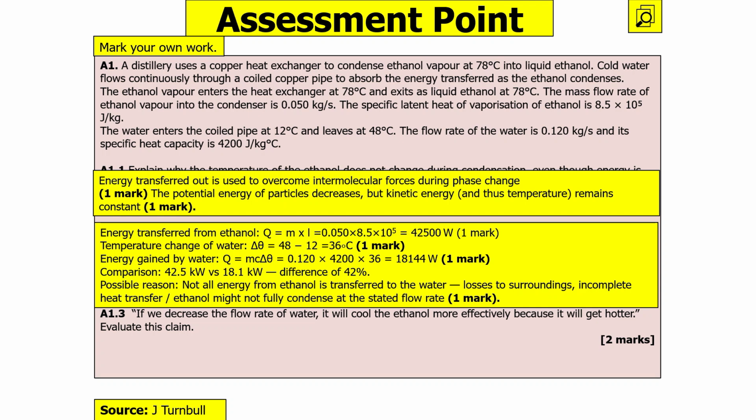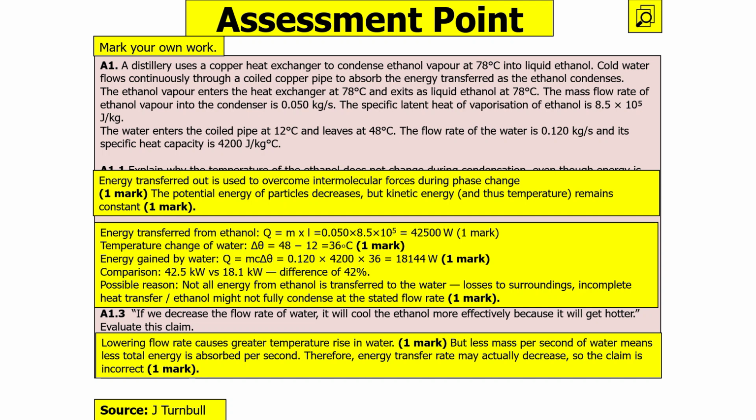The temperature change is therefore going to be 36 degrees Celsius, so the energy gained by the water is mcΔθ, or 0.12 times 4,200 times 36, which is 18,144 joules per second, or watts. So for comparison, there's a difference of 42%. Now, the possible reason is that not all of the energy is transferred to the water. There's losses to the surroundings, incomplete heat transfer, and the ethanol might not fully condense at the stated flow rate.